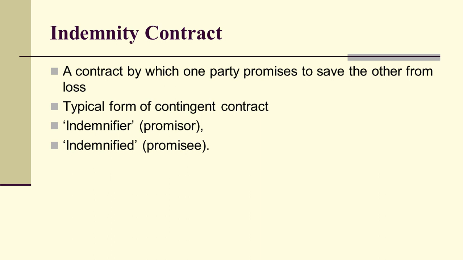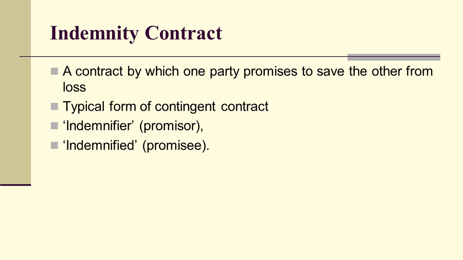A contract by which one party promises to save the other from loss. The indemnity contract is a contract in which one party promises to save the other party from loss. It means that Ali promises Ahmad to save Ahmad from any loss in the contract. So this is called the contract of indemnity.